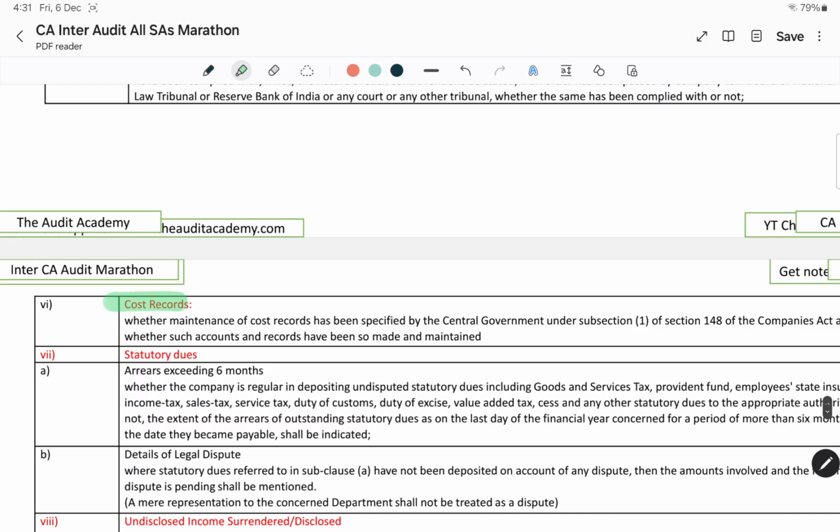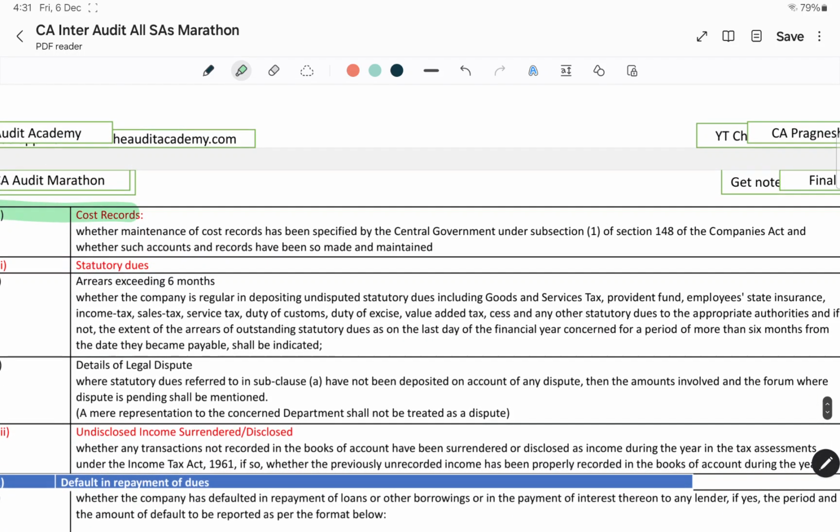Clause 6 is cost record. Whether the maintenance of the cost record has been specified by the central government under Section 148 of the Companies Act and whether such accounts and records have been so maintained.